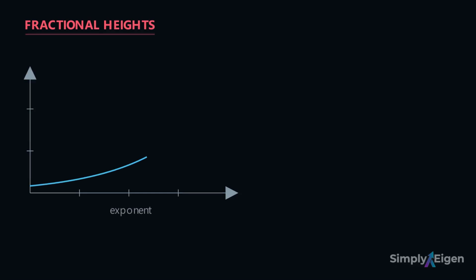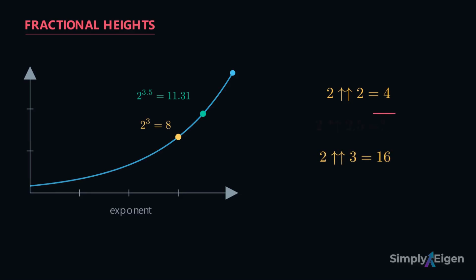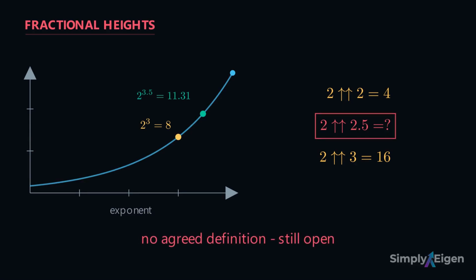And here is what climbing costs you. 2 to the power 3 is 8. 2 to the power 3.5 is about 11.31. Exponents do not have to be whole numbers. Stories do. A tower 2.5 floors high is not something anyone has managed to define. There are several proposals, they disagree with each other, and none of them has won. Tetration at fractional heights is still an open question.